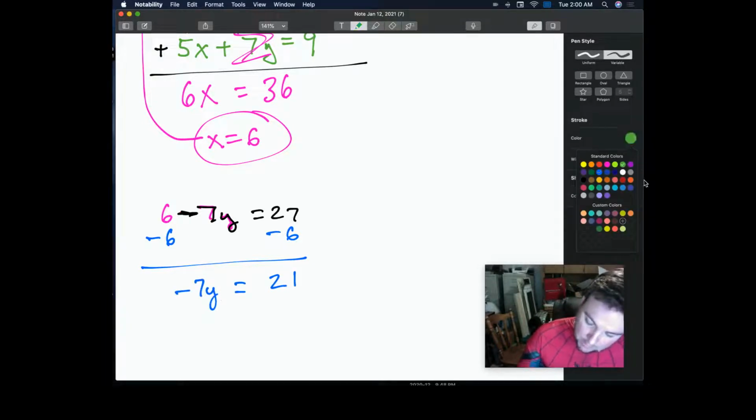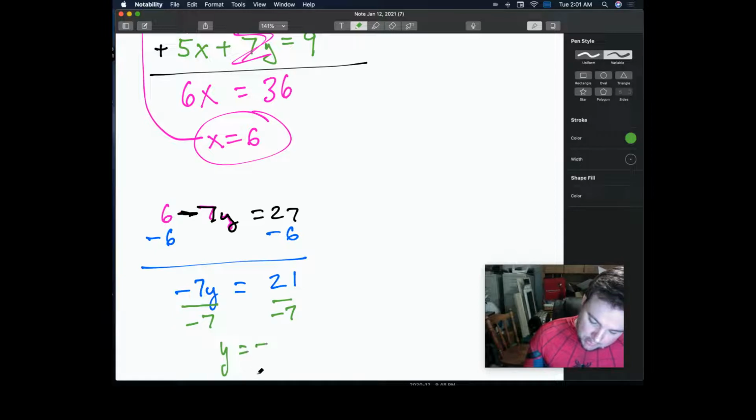And then what do I do? Well, opposite of multiplication is division. So we'll divide through by negative 7. Watch those signs. This is going to give me negative 3. So 6, negative 3 is the answer.